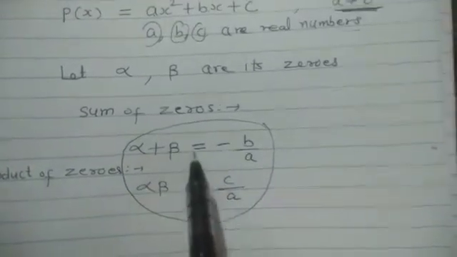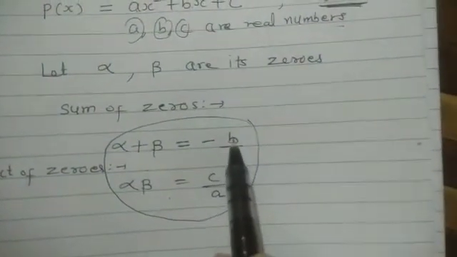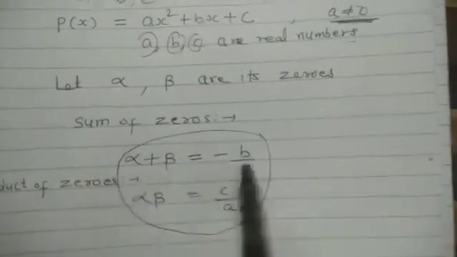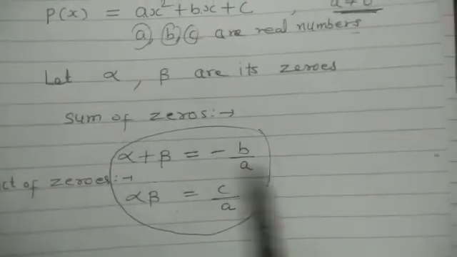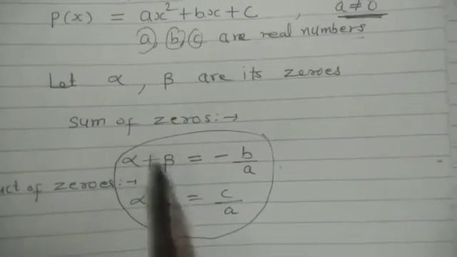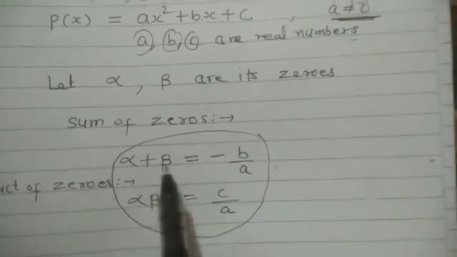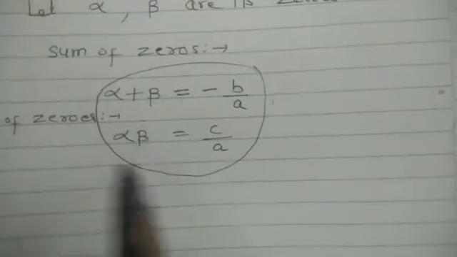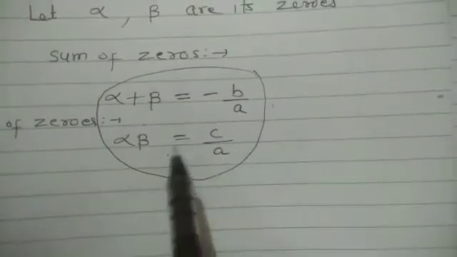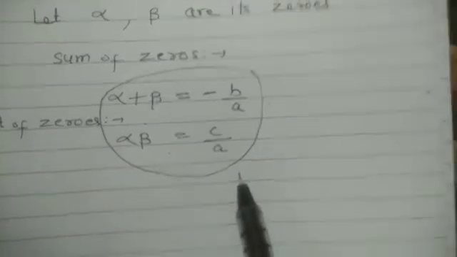So this is the relationship. Alpha plus beta is equal to minus b upon a. b and a are the coefficients, alpha and beta are the zeros. So this is the first relationship between zeros and coefficients. Now there is another relationship between zeros and coefficients: alpha into beta is equal to c upon a.